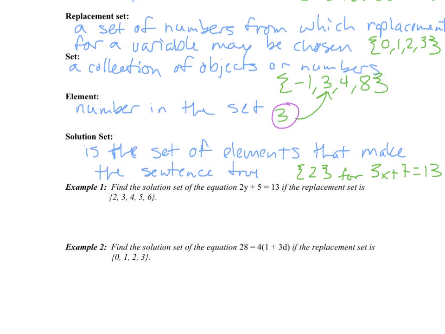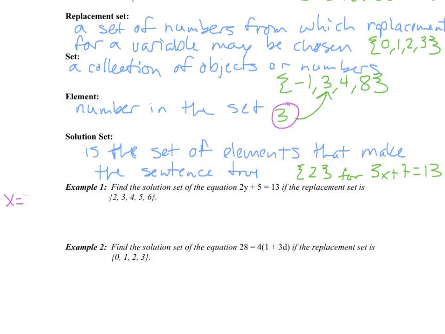Now, your assignment will give you an equation with a replacement set, and they will ask you to find the solution set. So basically all the values that work. For example 1, I have the equation 2y plus 5 equals 13, and my replacement set is 2, 3, 4, 5, and 6. I must plug each of these numbers into my equation to see what is in my solution set.